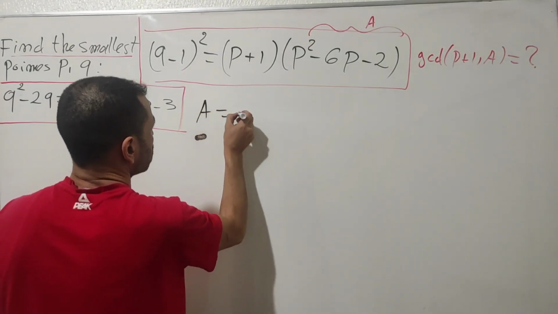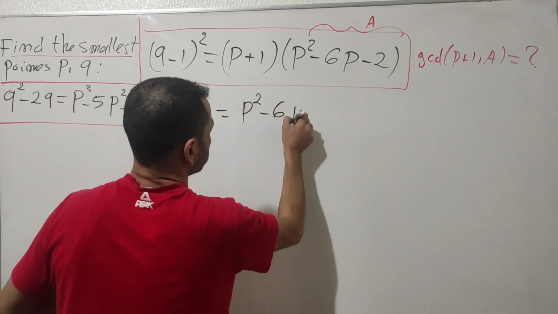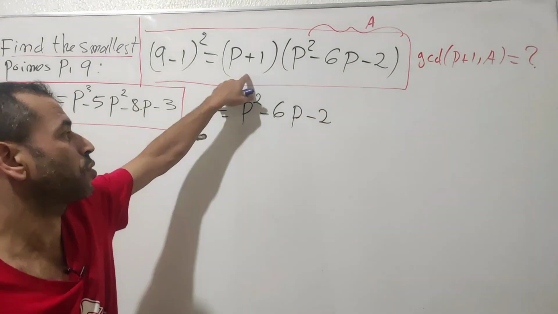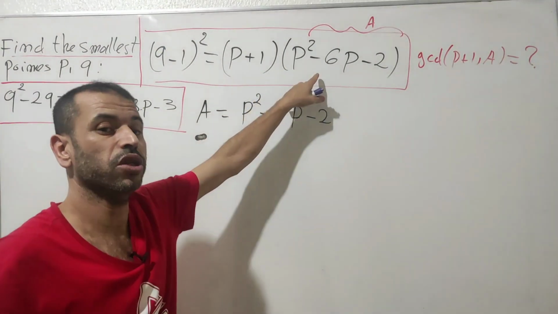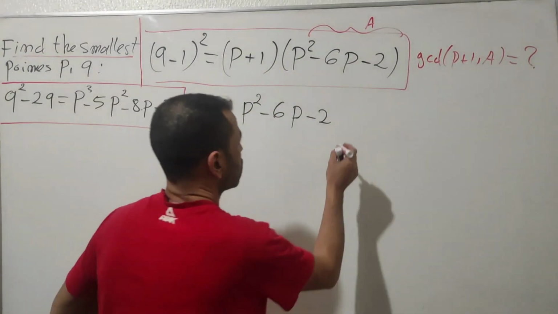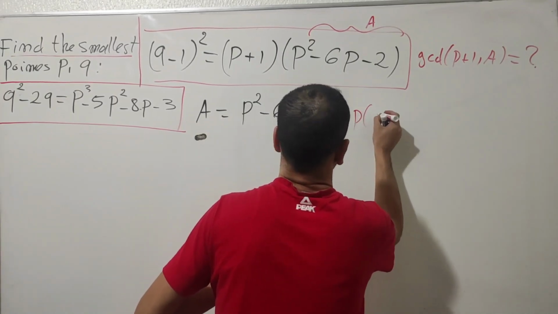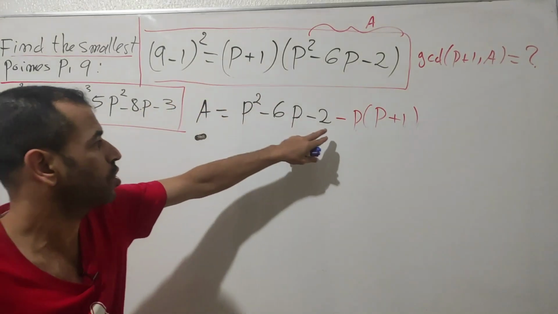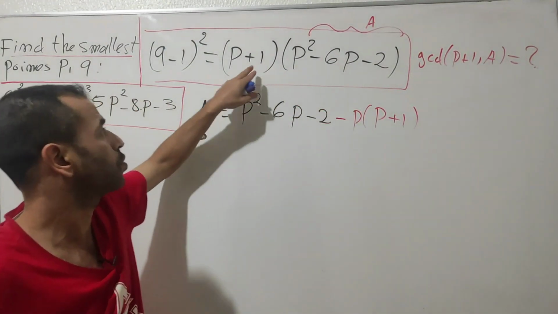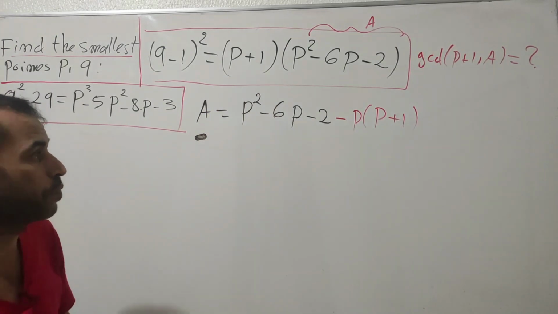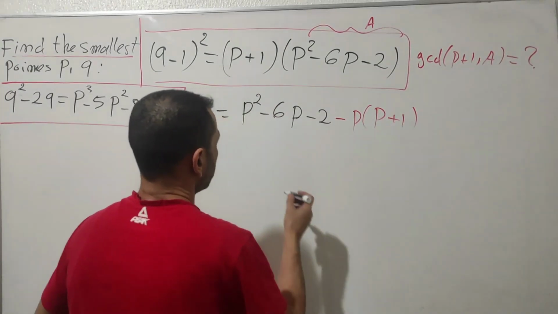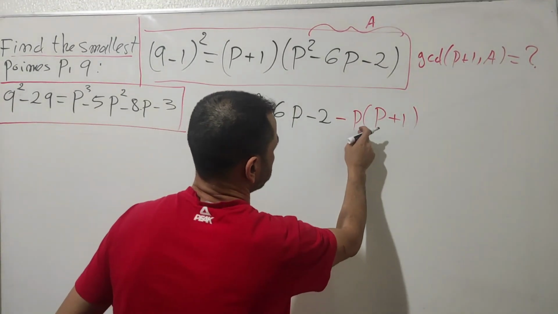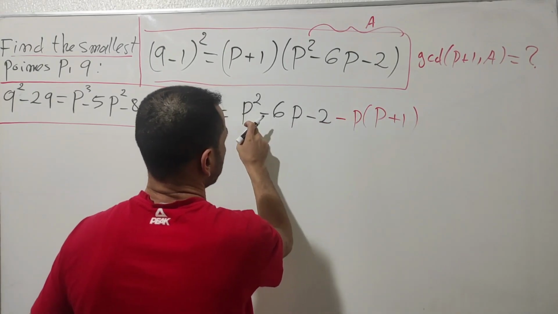So we get capital A, which equals p squared minus 6p minus 2. If I add or subtract a multiple of p plus 1 on both sides, the GCD is not going to change. Let's subtract p times (p plus 1) on both sides. The GCD is going to be the same. Now I'm going to simplify this one. The p squared is going to cancel out, because we have p squared here minus p squared here.